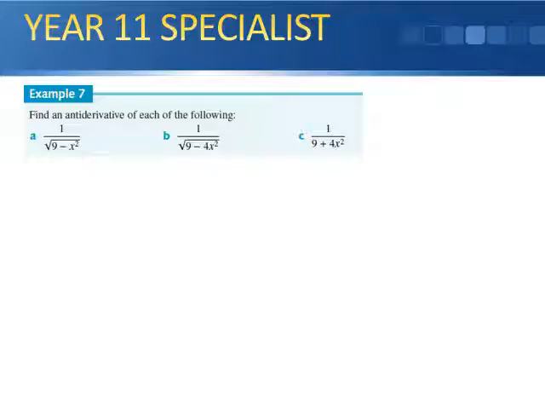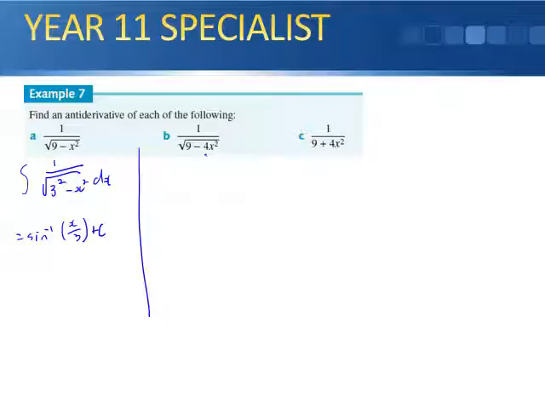Example 7 says find an antiderivative for each of the following. Question 1, so I'm just going to write part A as the integral of 1 divided by the square root. Now instead of 9, I'm going to write it as 3 squared minus x squared dx. Now if you remember, this is the inverse sine, so this is inverse sine of x divided by 3 plus c.